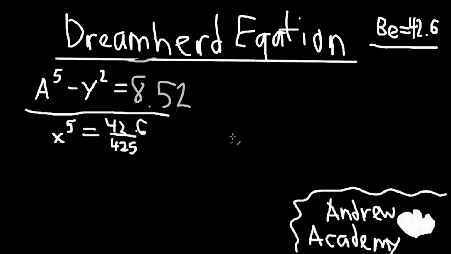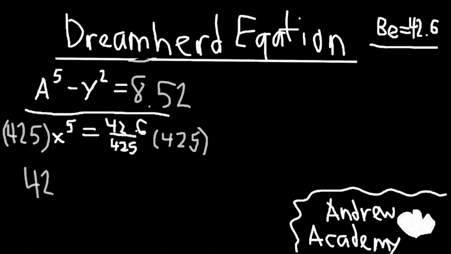Now for the bottom one, 42.6 divided by 425 is actually a really big number. So to solve this, we're actually going to multiply both sides by 425. And since there's an equal sign on the bottom, this actually doesn't change anything on the top. So what we get is 425 x to the power of 5 equals 42.6. And so this is going to be our denominator.